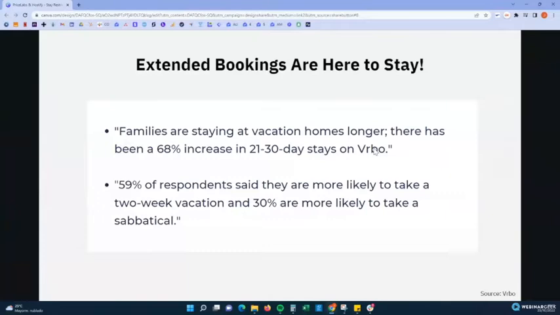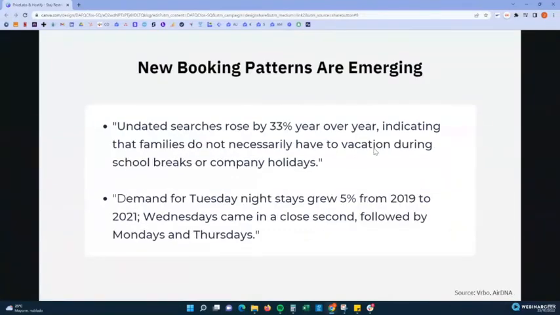So as we can see, it's not just a topic that happened during COVID, but it's becoming more normal. And new booking partners are emerging as well. We've seen a 33% year-to-year increase in families that do not necessarily take vacation during school breaks or company holidays. As we mentioned, not just sabbaticals, they no longer need the kids to be on holiday season. They can take the kids away for a period of time as well.